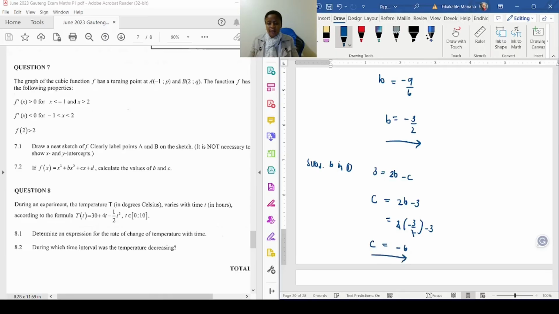And so we have both values of b and c, and we have solved for 7.2.